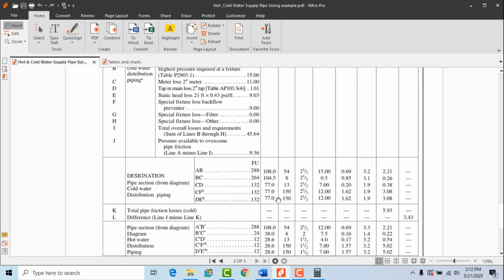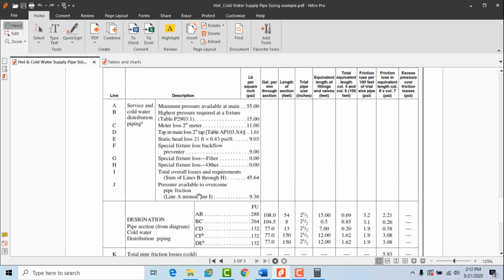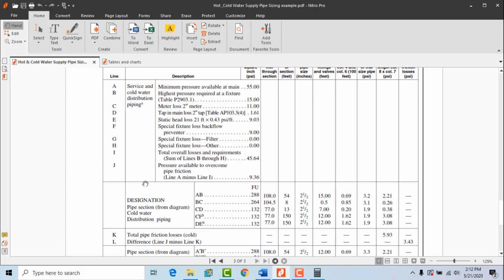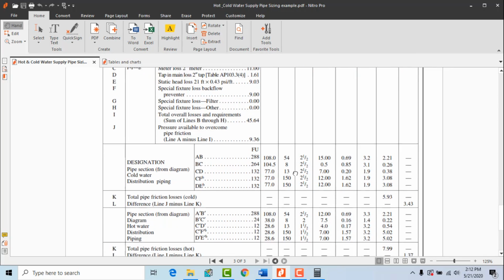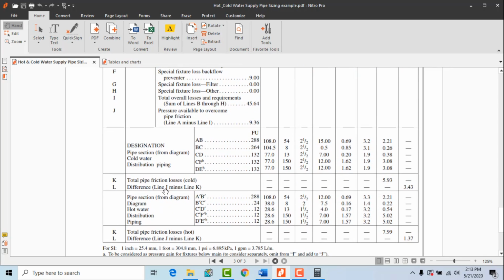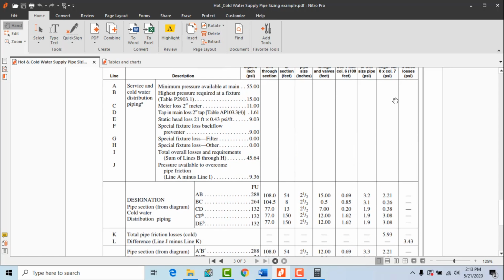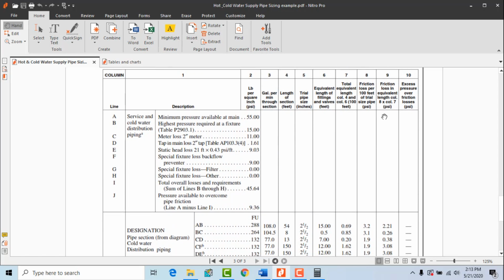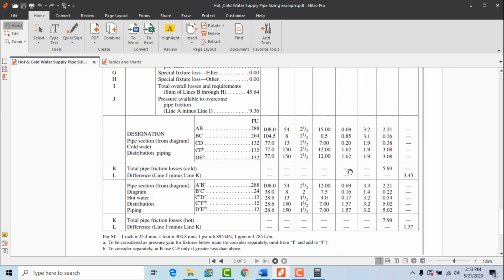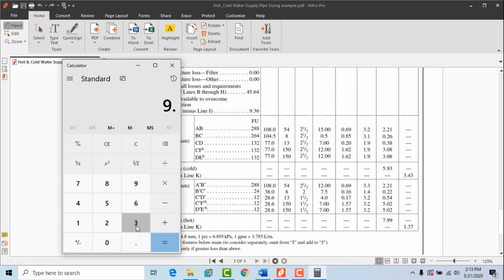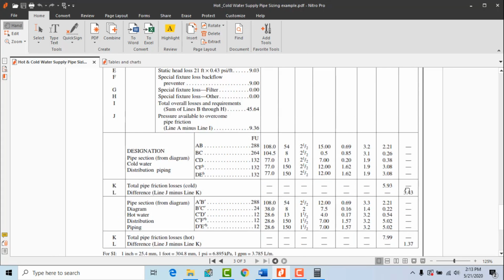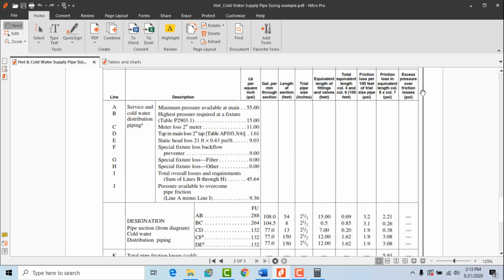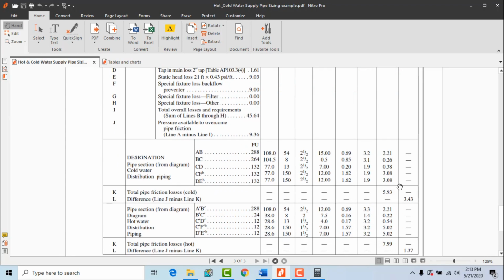cold water piping, and we know that the pressure available to overcome pipe friction represented by line J is 9.36. So we need to subtract this pressure available to overcome pipe friction from this value in column 9, that is friction loss in equivalent length, that is 9.36 minus 5.93 equal to 3.43. So this is the excess pressure available to overcome friction losses.